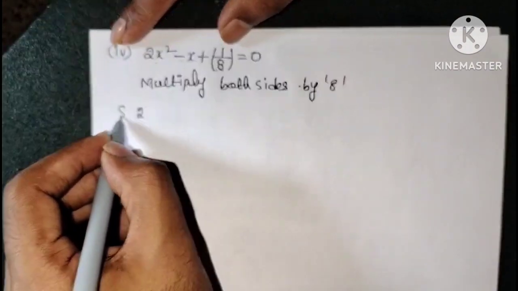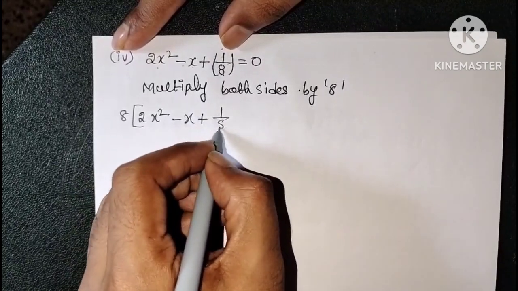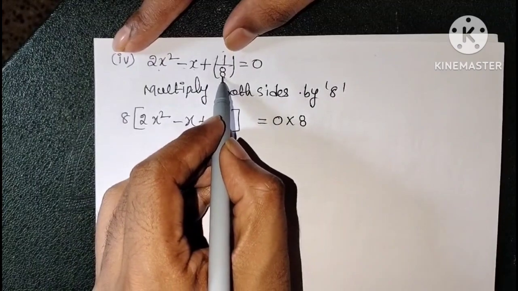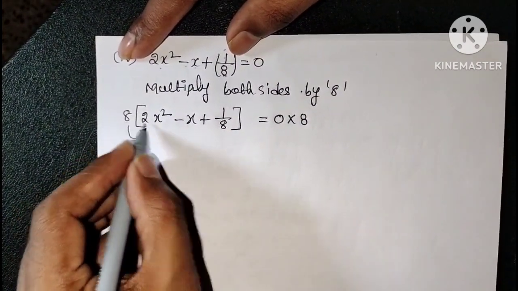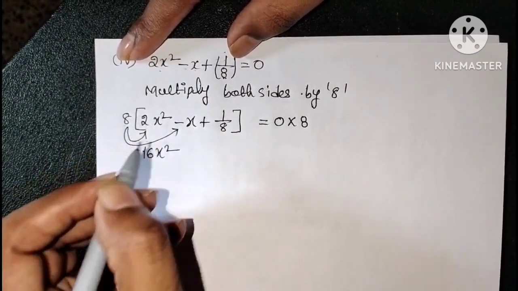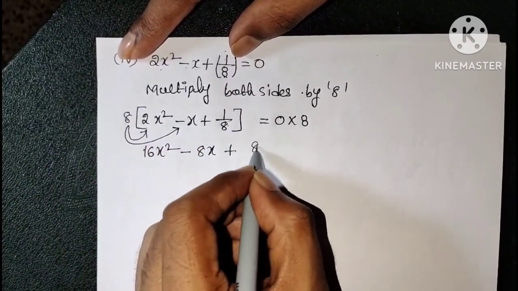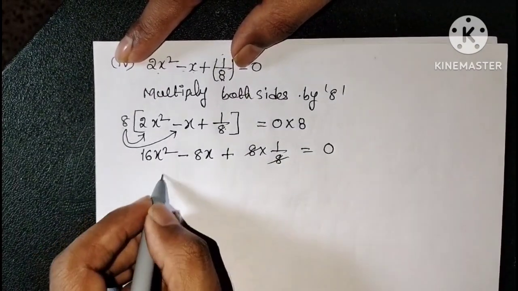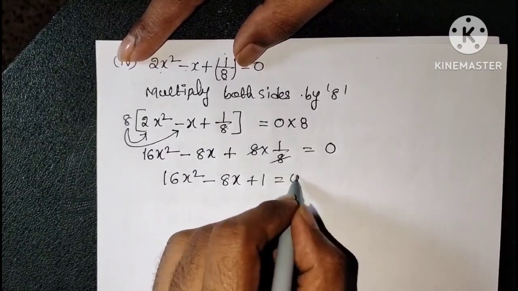So 8 into 2x square minus x plus 1 by 8 is equal to 0 into 8. So to eliminate 8, I am multiplying with 8 on both sides. Let us see what will happen. 8 into 2 is 16x square. Now distribute 8. 8 into minus x is minus 8x. 8 into 1 by 8 is equal to 0 into 8 is 0. Now 8 get cancelled. So we get 16x square minus 8x plus 1 is equal to 0.